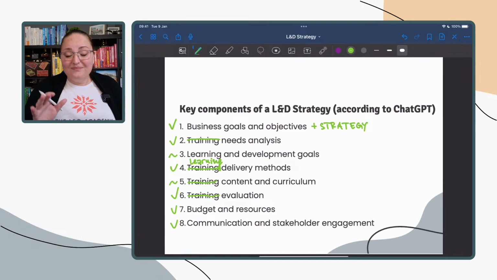So yeah, good stuff. Okay, so now that we've seen what the key components of a learning and development strategy are according to ChatGPT, let's move on. And like I said, we'll keep playing with ChatGPT. But by the way, if there are any prompts that you want me to try out, let me know in the chat messages. I would love to try it out for you and see what ChatGPT says about all of those things. So now let's move on.